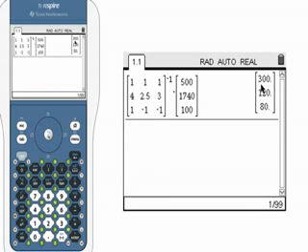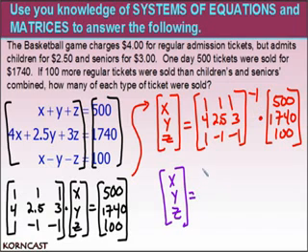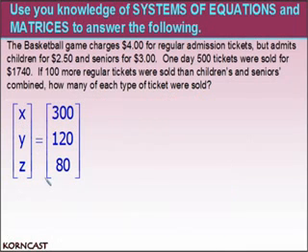And the resulting matrix will be 300, 120, and 80. So my answer for this particular system, my unknown matrix, x, y, z, is equal to 300, 120, and 80. Now I have my matrix equality scenario here. I know that x is equal to 300. Well, if we recall, x is really equal to our regular tickets. So that means that we sold 300 regular admission tickets.